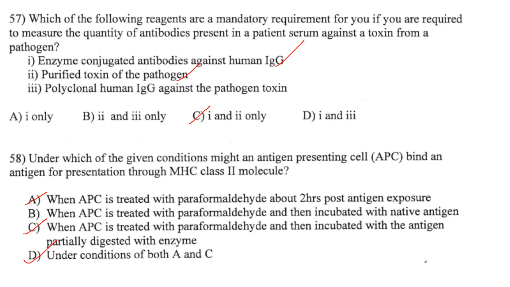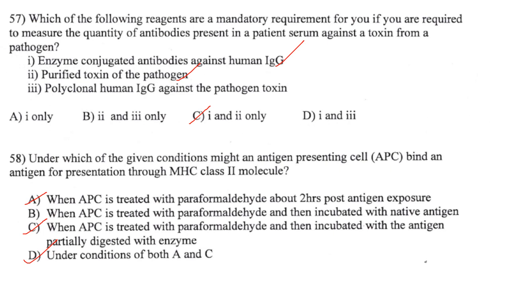Which of the following reagents are a mandatory requirement if you are required to measure the quantity of antibodies present in patient serum against a toxin from a pathogen? Enzyme conjugated antibody against human IgG, that is required. Purified toxin of the pathogen, that is also required. Polyclonal human IgG against the pathogen toxin, no. So the answer here is option C, that is 1 and 2 are required.